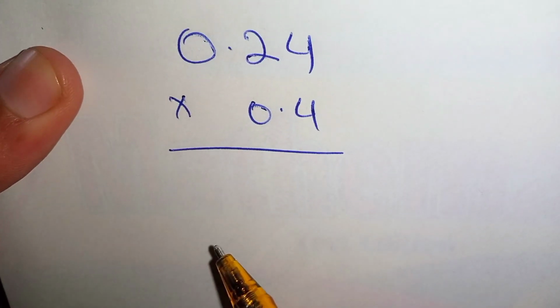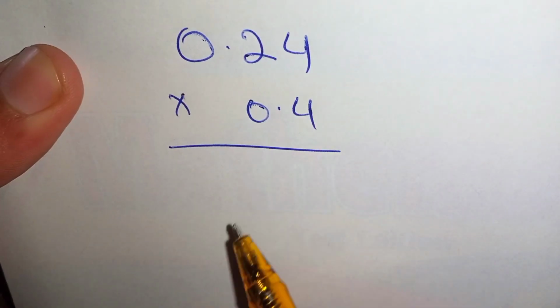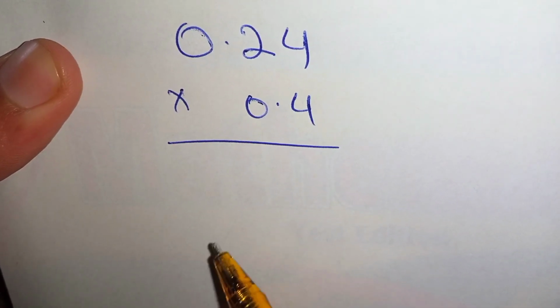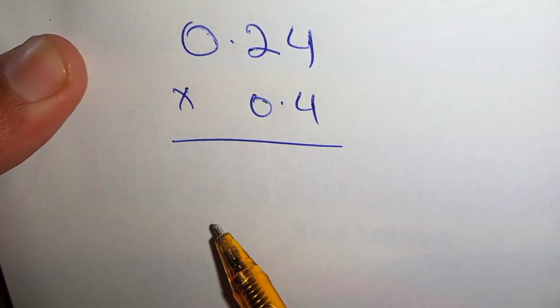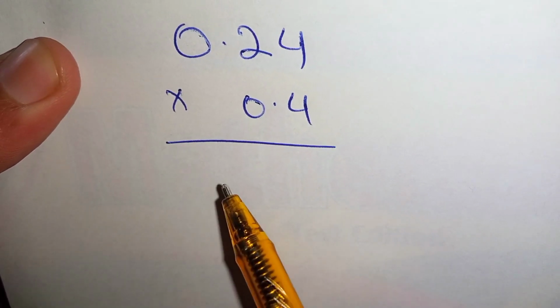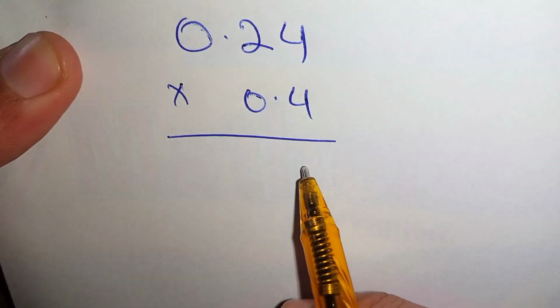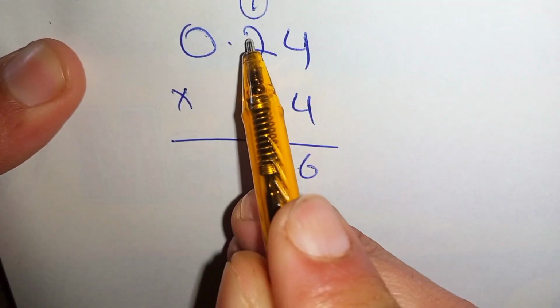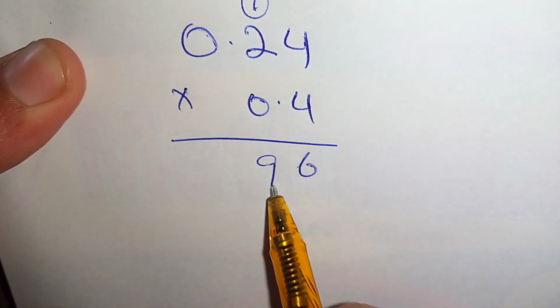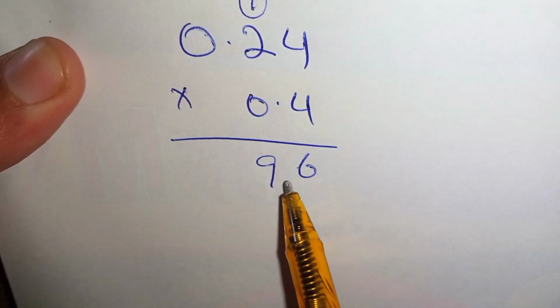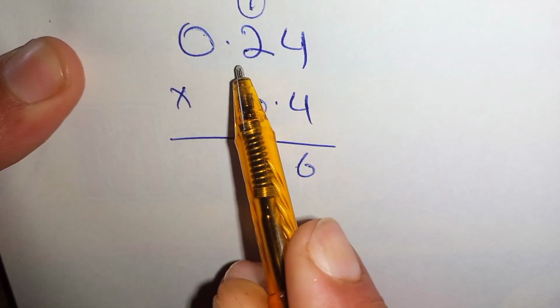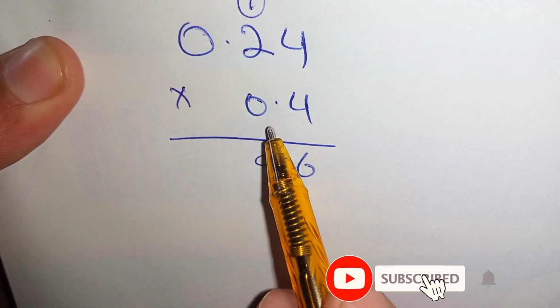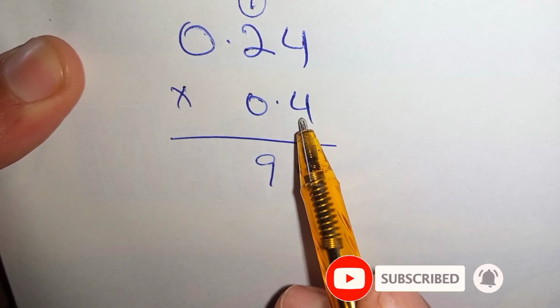In this video, we are going to multiply these two numbers with decimals. To multiply these two decimals, we have to treat them just like whole numbers. So 4 times 4 is 16, write 6 and carry 1. 4 times 2 is 8 plus 1 is 9. The answer is 96. But here we see that there are two decimal places and one decimal place.